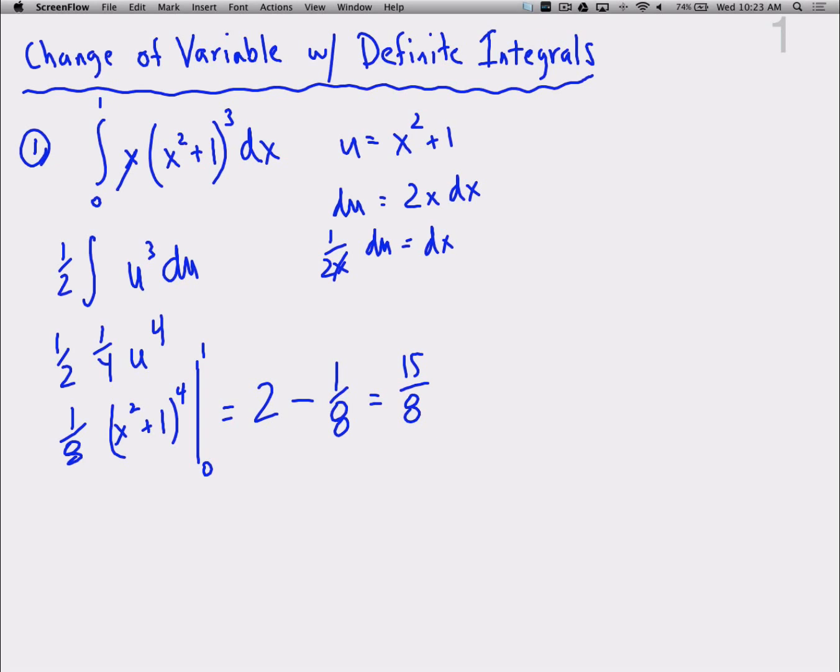Can you go back to where you did like 2 next? Where'd I get the 2 from? I plugged in 1. Oh, okay, good. And then I got the 1/8 by plugging in 0. Okay? Any other problems? Okay, good. That's method number 1.